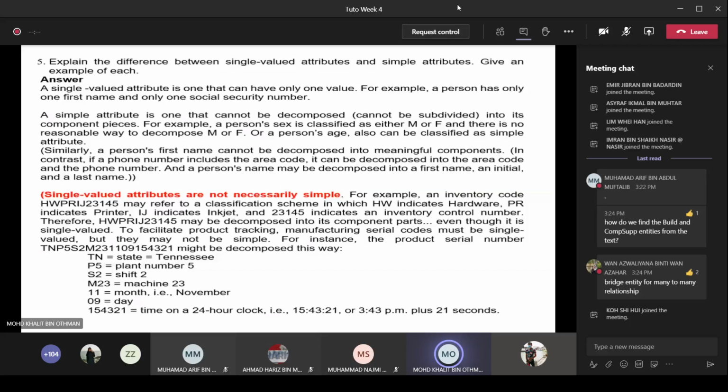You can get the answer for this one from our lecture notes. But here is a sample answer for what a single-valued attribute is and what a simple attribute is. A single-valued attribute is one that can have only one value. For example, a person has only one first name and only one social security number. This is an example of a single-valued attribute, which is an attribute that has only one value.